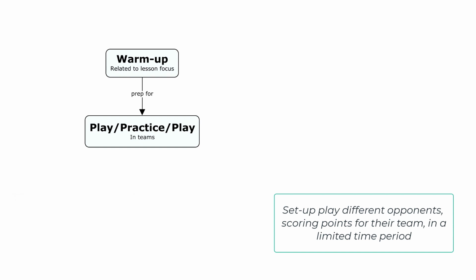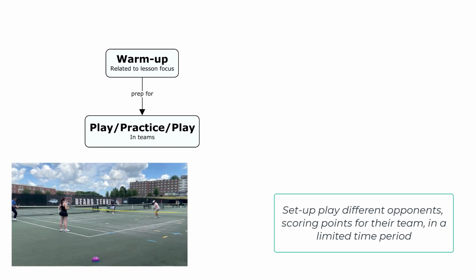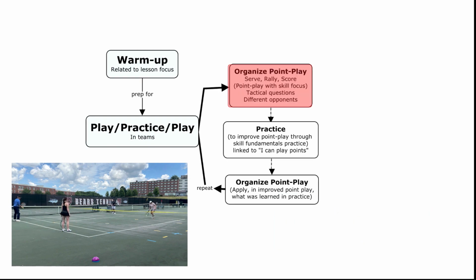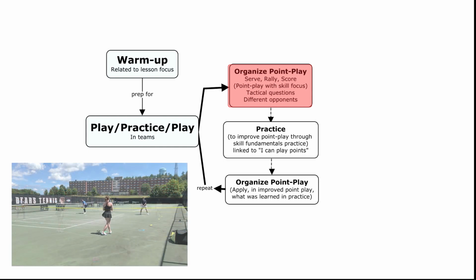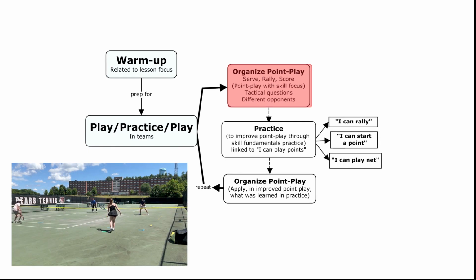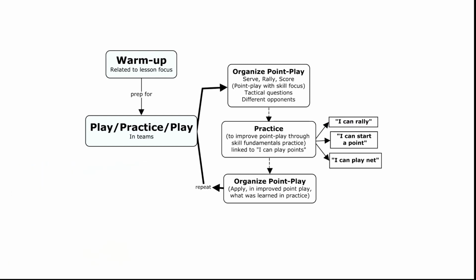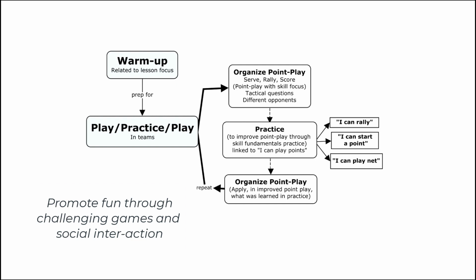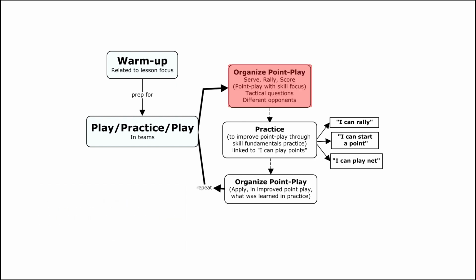The game encourages students to play different opponents and is typically set up with the player scoring for their team in a limited time period. It's set up to emphasize a stroke and a tactical idea that a tennis teaching professional wants to work on from one of the three categories, such as I can rally, I can start a point, and I can play net. The core of this approach is promoting fun through challenging games and social interaction, with the player learning the need to work on a certain idea being emphasized by the modified game.